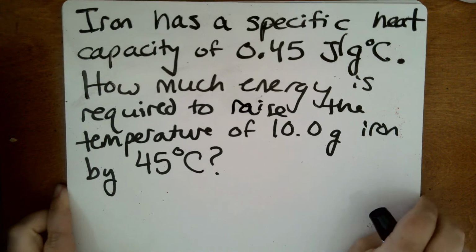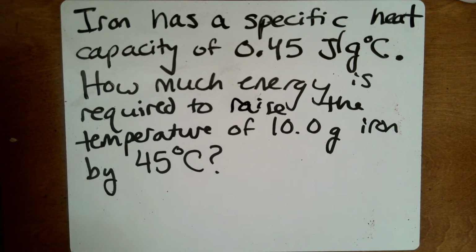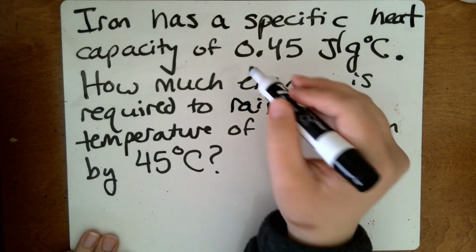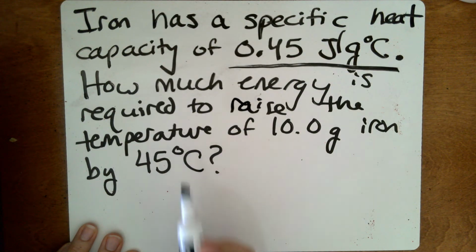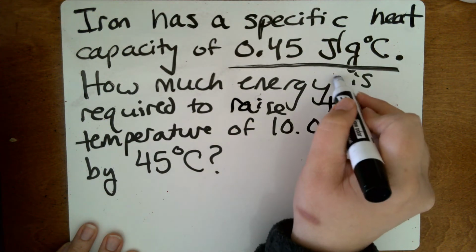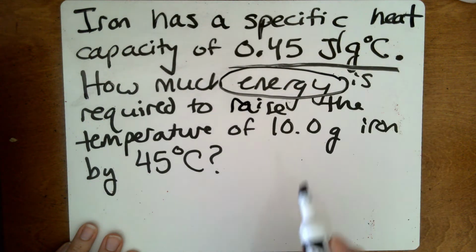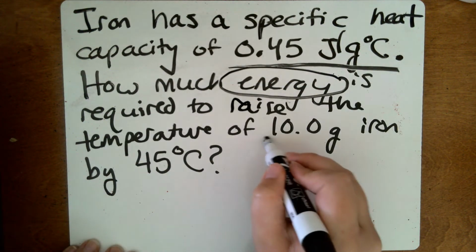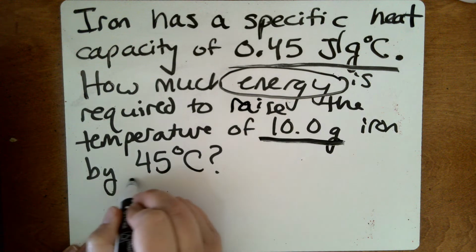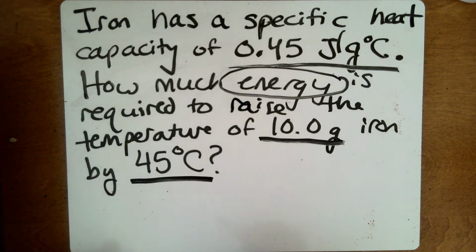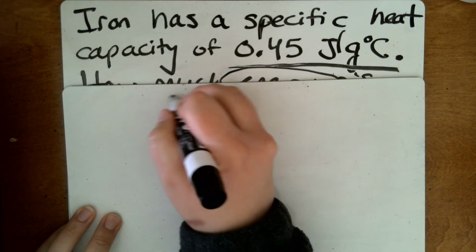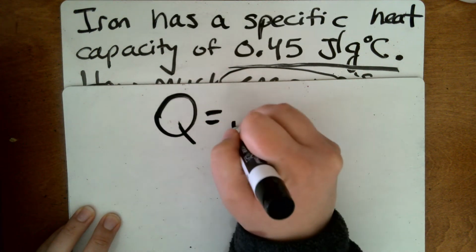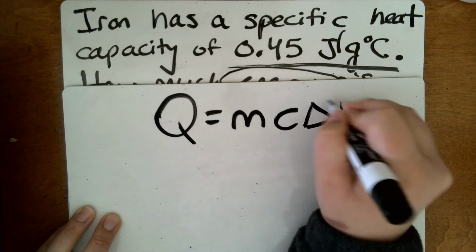Iron has a specific heat capacity of 0.45 joules per gram degree Celsius. All right, so we're going to underline this because this is one of our given quantities. How much energy, so this is what we're trying to find, is required to raise the temperature of 10 grams of iron by 45 degrees Celsius? Okay, so let's take a look at our formula. Q equals mc delta T.